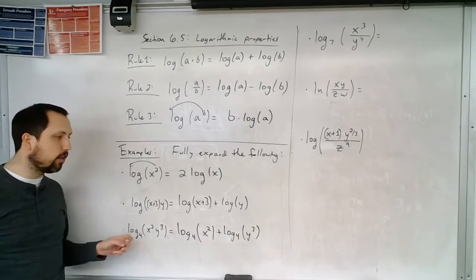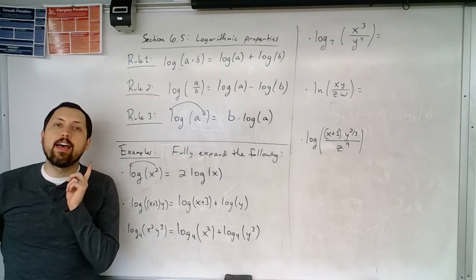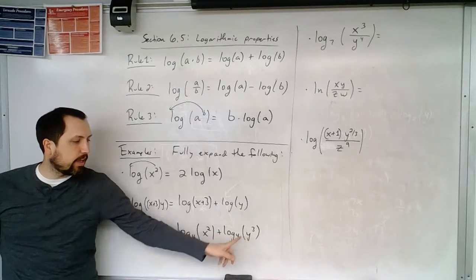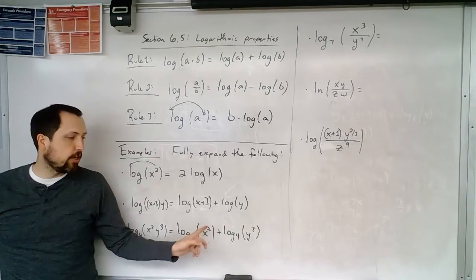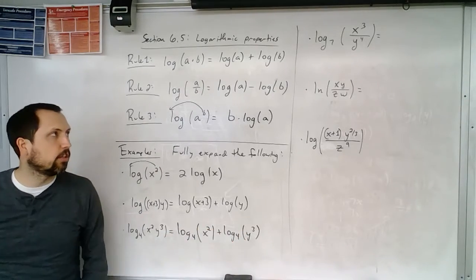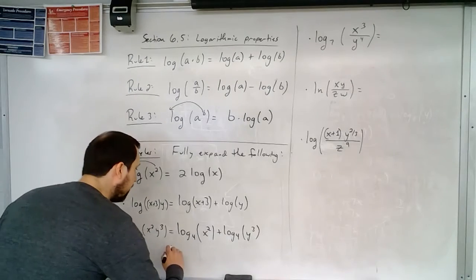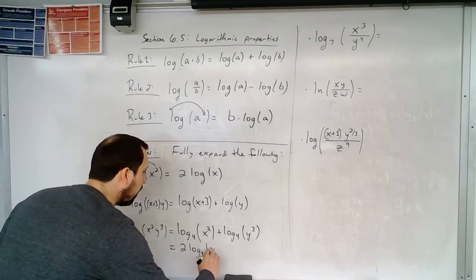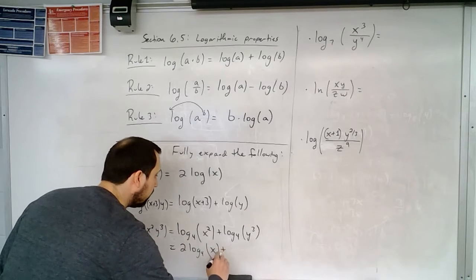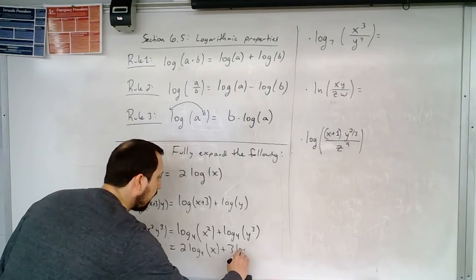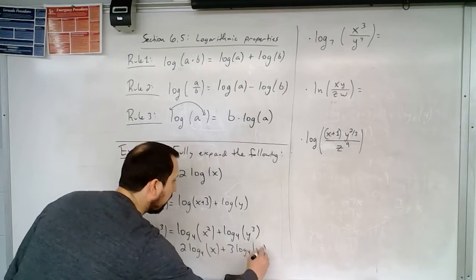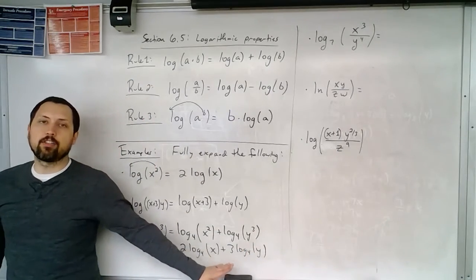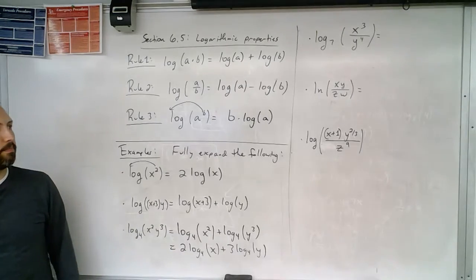Base stays the same in all of these. Now, here we can continue going because now the whole inside is raised to their powers. So I can now simplify this as being 2 log base 4 of x plus 3 times log base 4 of y. And this is my final answer. This is as far as I can simplify it.